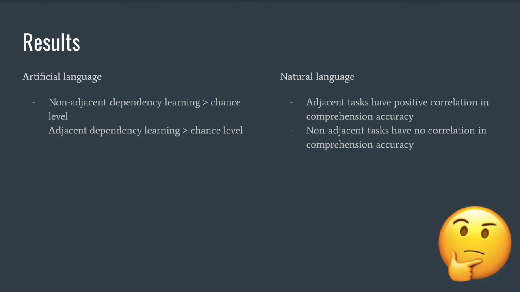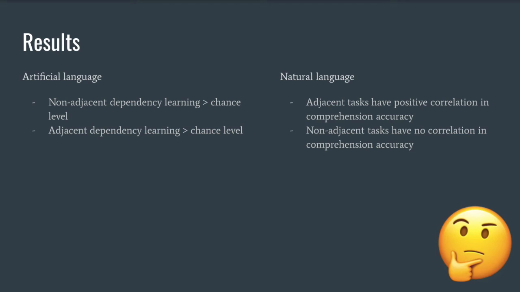However, the participants' success on the AGL tasks can only partially be applied to the natural languages, as results showed that adjacent AGL scores were a predictor for number agreement tests. On the other hand, non-adjacent AGL tasks were not correlated to comprehension accuracy.